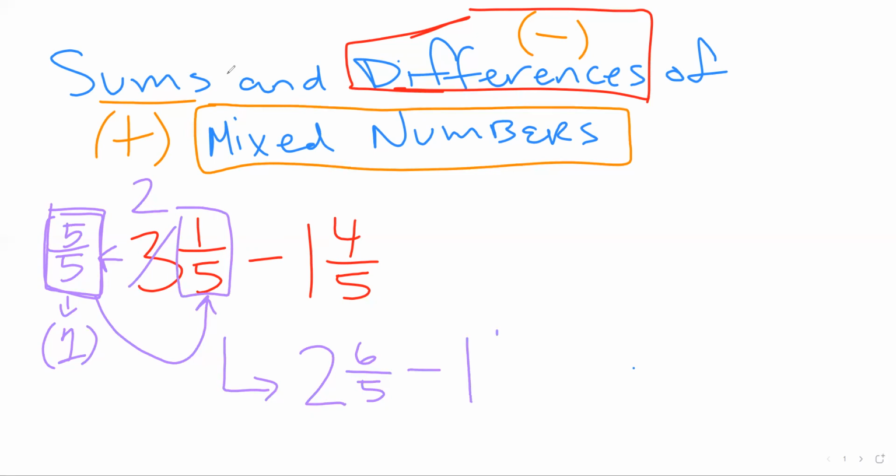And then I'm subtracting, and now I can play that game. Denominators are the same, so I'm going to slide them over. 6 minus 4, I can do that now. That's 2, and then 2 minus 1 gets me 1. So this is going to give me 1 and 2/5.